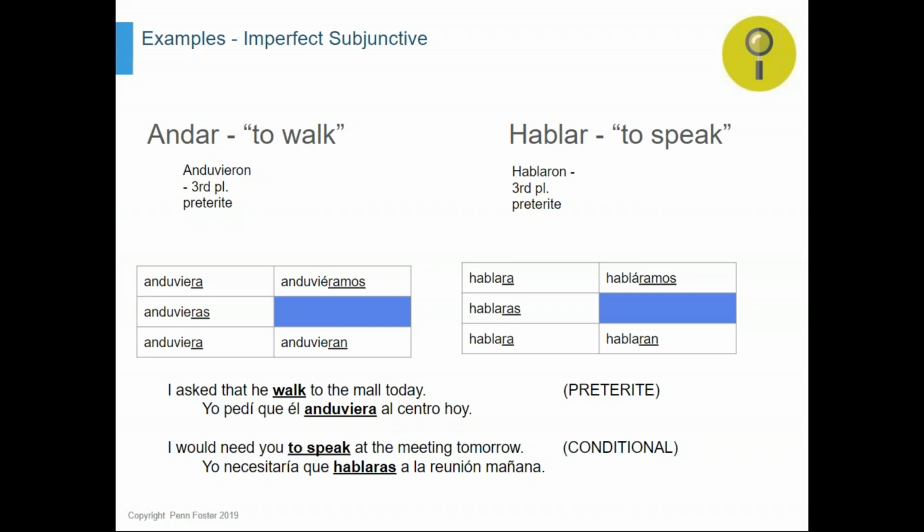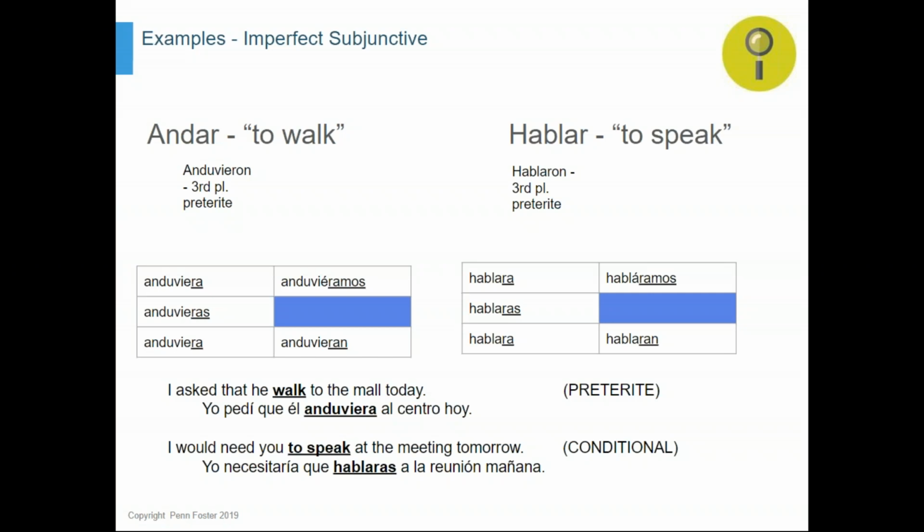Pedí is in the preterite, and the next verb, andar, is in the imperfect subjunctive. I asked him to walk there. I'm not sure if he ever did. I have to talk to him to see if that occurred, but it's looking back. And again, you can also look ahead depending on which trigger you have.